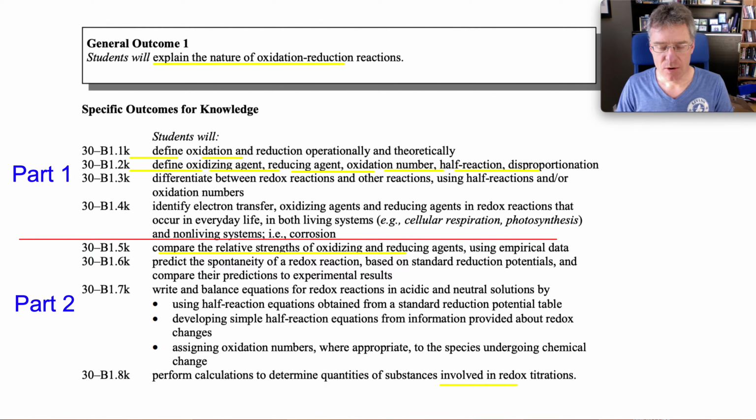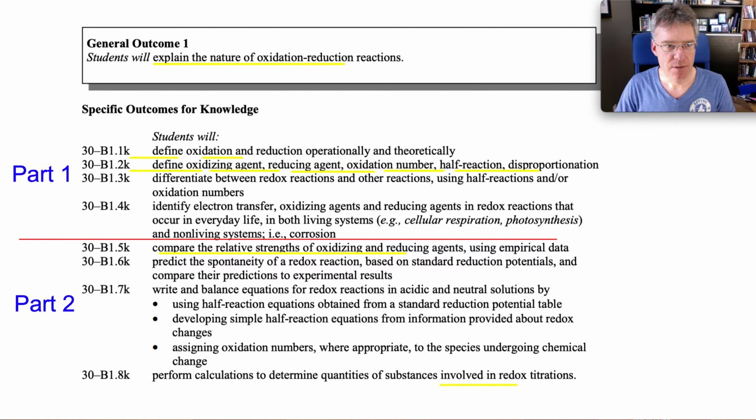So this video is going to be split into 4 parts. The first general outcome explores the nature of redox reactions. I'm going to go through oxidation, reduction, and key terms in the first video. In the second video, I'll finish up general outcome 1 relating to building reduction tables and ending with titrations.